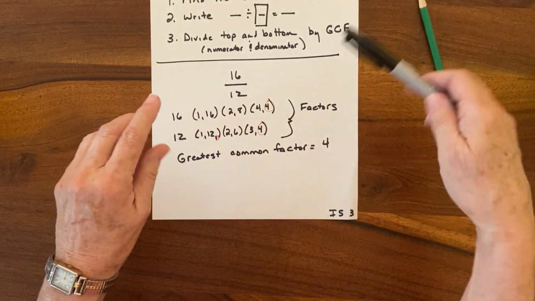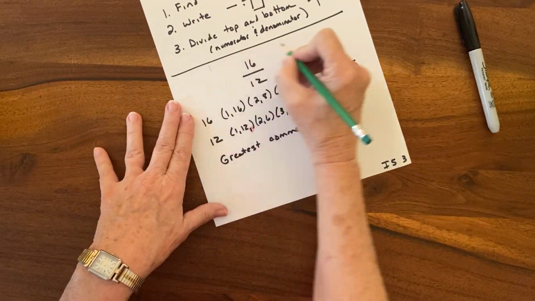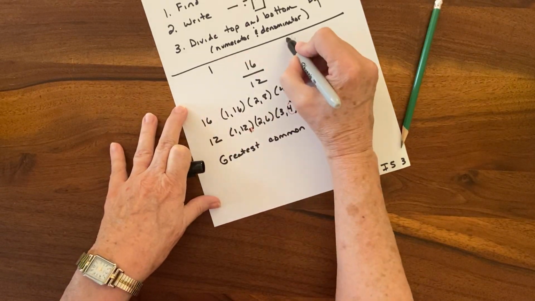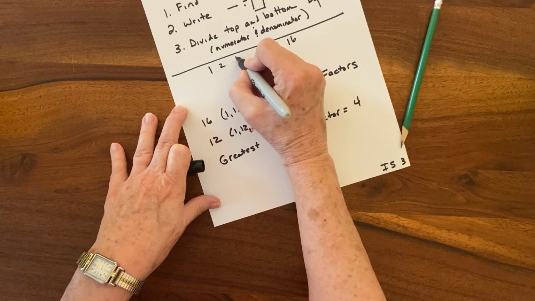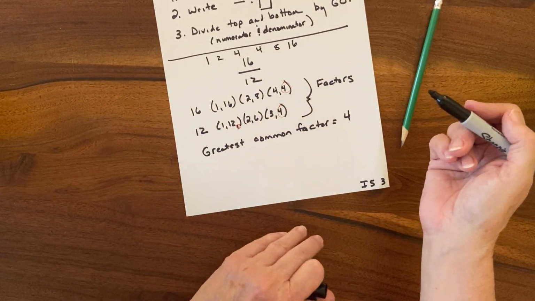You can also write them, let's see, better do it up here. 1 and 16, 2 and 8, 4 and 4. So if you want to list like that, you could do it that way as well.